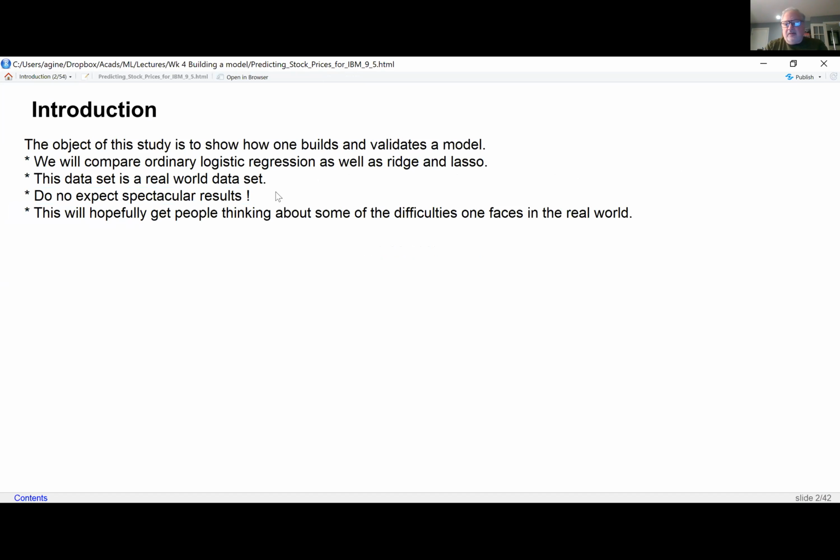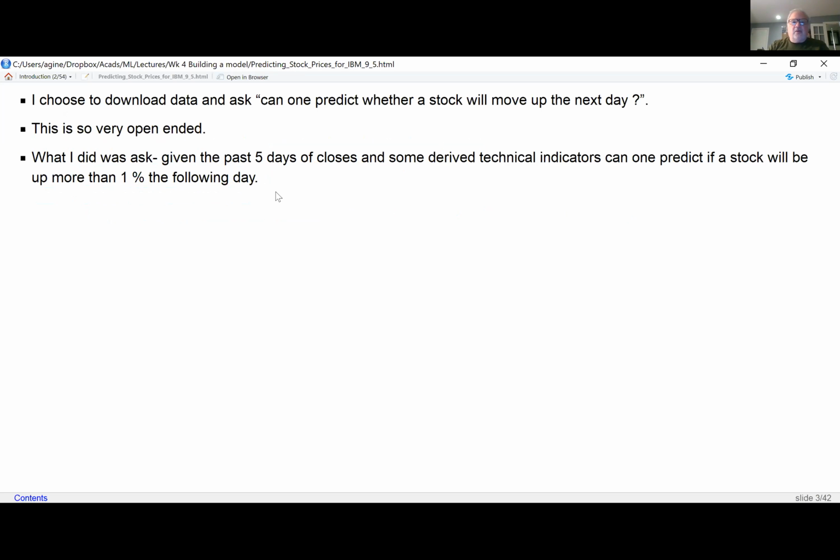One of the problems I think with many machine learning classes is you take the standard data sets and things always work out really well. That doesn't always happen. It usually doesn't happen quite so easily in the real world. So I want to download some stock data, and I'm going to ask, can one predict whether a stock will move up the next day? And that's really an open-ended question.